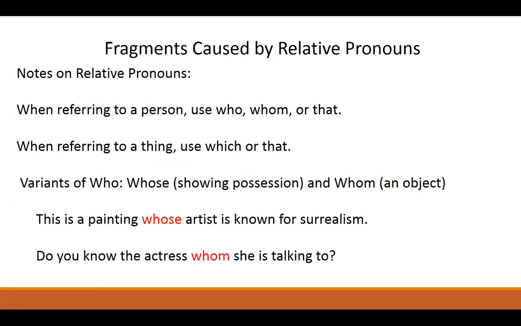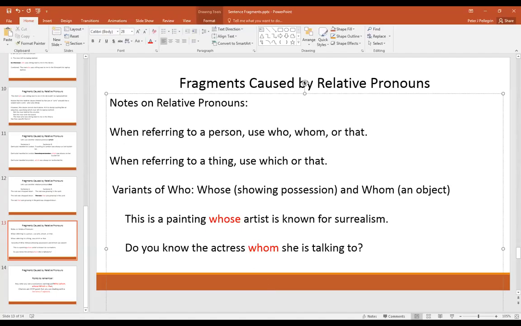This is a painting whose artist is known for surrealism, right? So it's showing possession, the possession of the painting. And do you know the actress to whom she is talking or speaking? In this case, whom is the object of the preposition to. So those are the variations on who. It's whose and whom, but they're considered basically the same thing. Just one's an object, one's showing possession, and one is a subject.